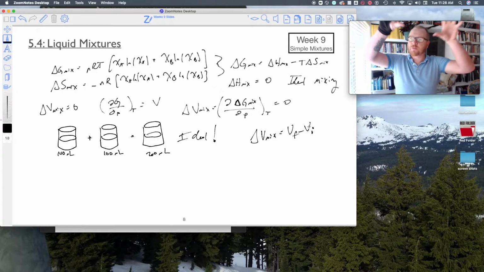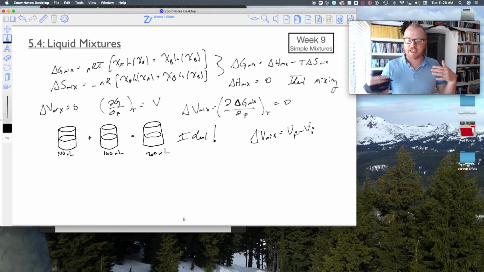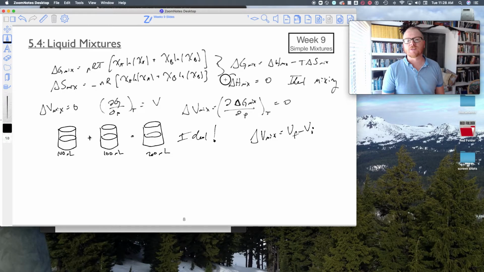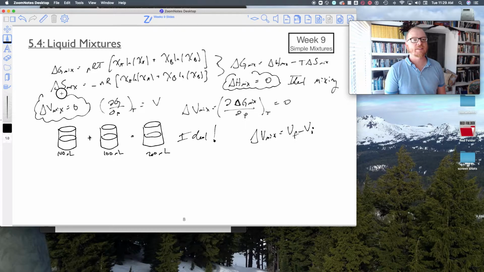Now, if we mix 100 mL and 100 mL, and we initially get 200 because we've added 100 and 100 together, but now the thermodynamic environment influences that volume to change relative to what we think it should be, then we will no longer have a 0 value for delta V of mixing. That also proves to us that it was not an ideal solution. So delta H of mixing equals 0 makes an ideal solution, and delta V of mixing equals 0 makes an ideal solution.